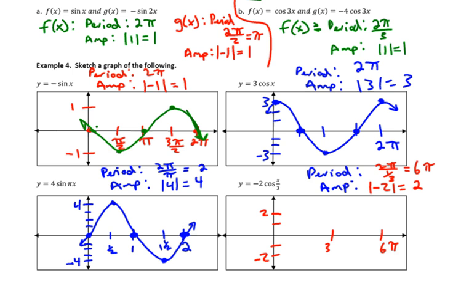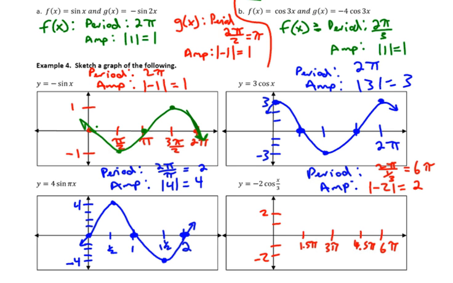Halfway in between there is 3 pi. From 0 to 6 pi, halfway is 3 pi. Halfway between 0 and 3 is 1.5 pi. Halfway between 3 and 6 is 4.5 pi. And so we're working on placing these things in the right places.